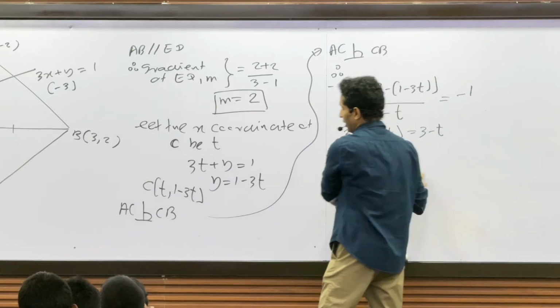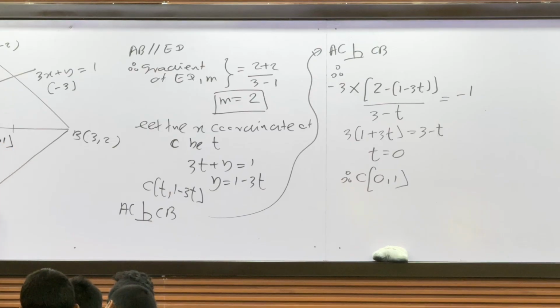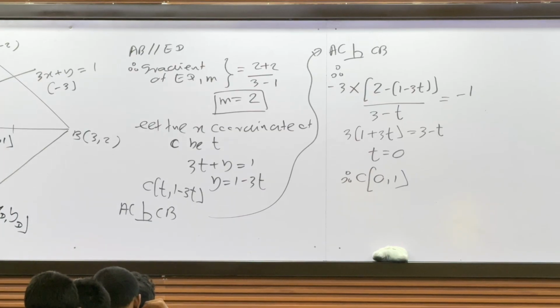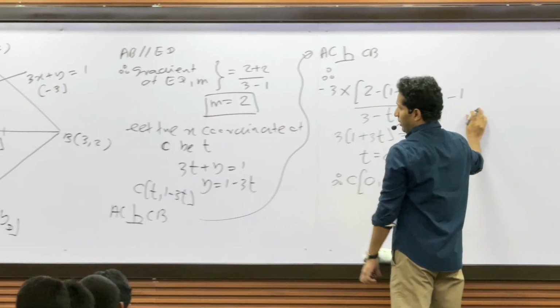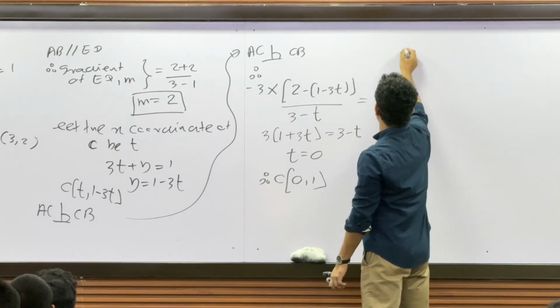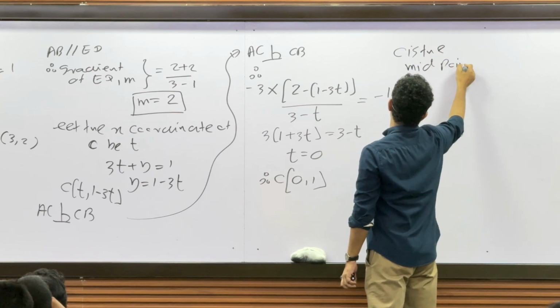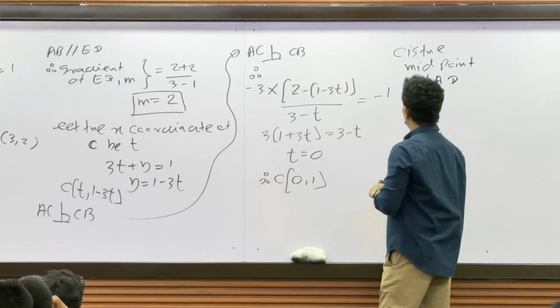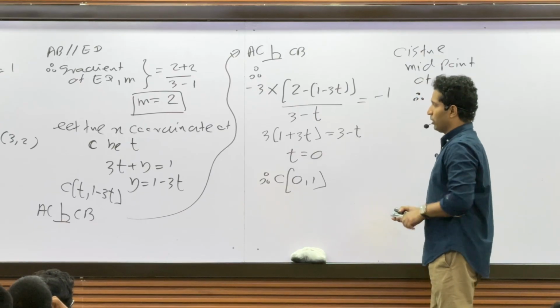Now, what have we taken C as? I will take C as (0, 1), and I will take D as (XD, YD). Now you can say that C is the midpoint of AD. Right? Therefore, C is the midpoint of AD.